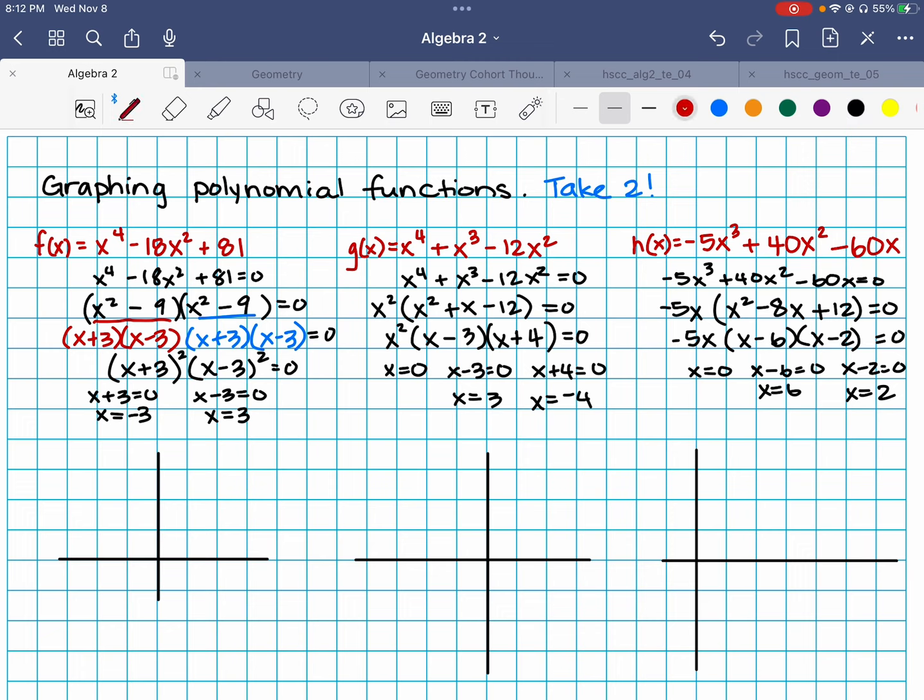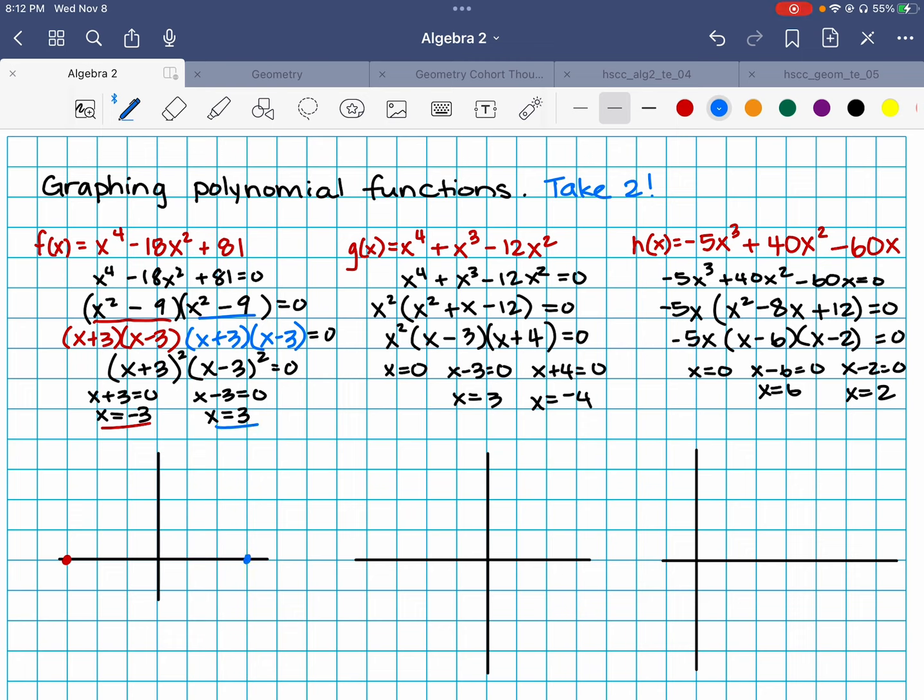All right, next thing I'm going to do. So first step in all three of these problems is I just factored them all out. Now what I'm going to do is graph all the x-intercepts. So my first x-intercept I have here is negative 3. So I'm going to go on the x-axis to negative 3. Yay! My second x-intercept is positive 3. So I'm going to go 3 out over here.